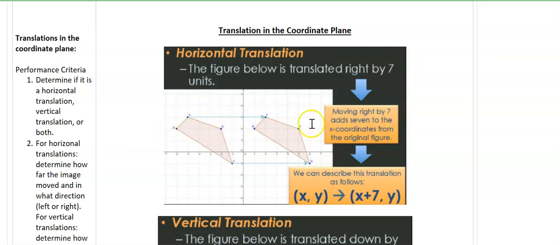Now, if we're moving left or right, that corresponds with our x value. So our starting image is at the points x, y. And to describe this transition here of moving 7 units to the right, I have x plus 7, y. Y stays the same because those values didn't change at all. But our x value did. It added 7. So if it's a horizontal translation, that's left or right. If we move to the right, it's positive. If we move to the left, it's negative. Just how a number line works.